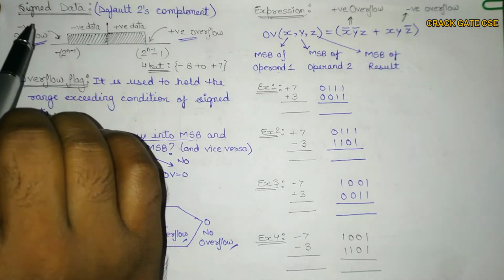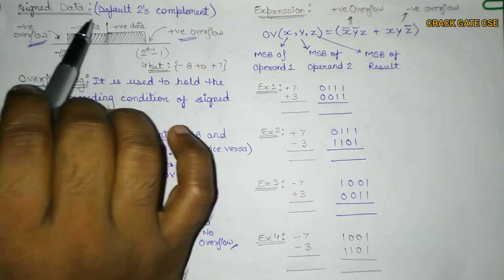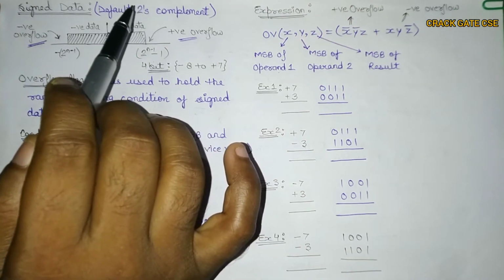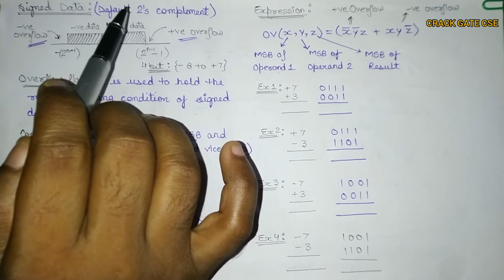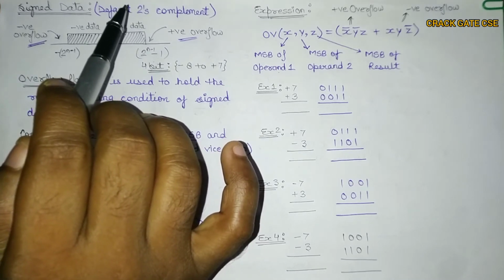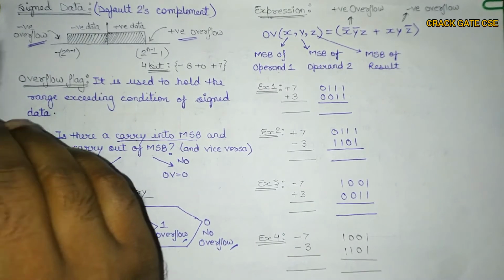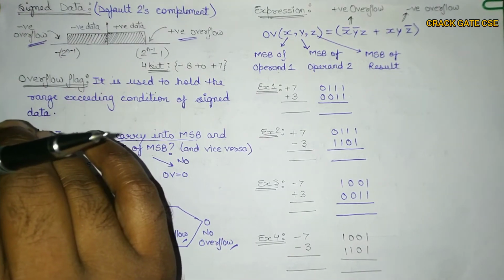Now let's start with the signed data. The signed data is by default considered as a 2's complement, because the signed format and 1's complement format is not used because of the unbiasing that I have discussed in one of my previous videos. So if you have not checked the previous video, please check them out as well.